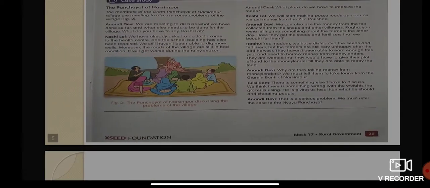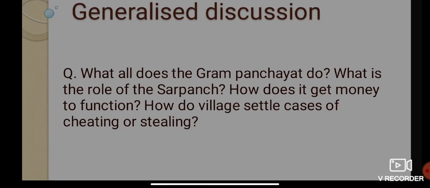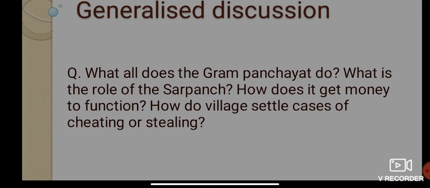So let's get into our general discussion. What all does the Gram Panchayat do? What is the role of the Sarpanch? How does it get money to function? And how do villages settle cases of cheating or stealing? So we now know what a Gram Panchayat actually is.